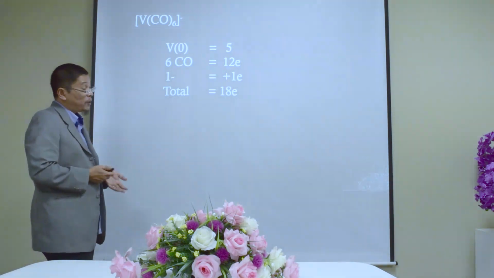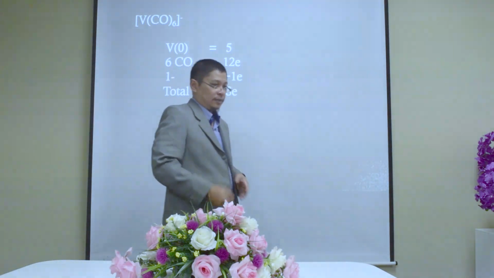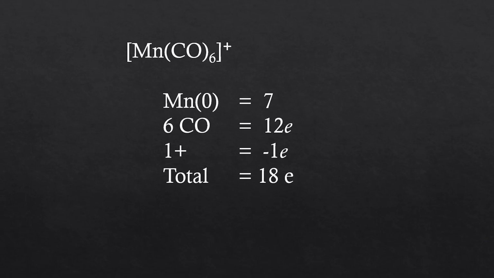So it also obeys the 18-electron rule. Right. Now the next example, again with a positive charge. The same method: manganese is group 7, so 7 electrons, CO times 6, so 12 electrons, but now it has a positive charge. So for a positive charge we have to deduct. One positive charge means we have to deduct one electron. So in the end, the total still comes to 18 electrons.